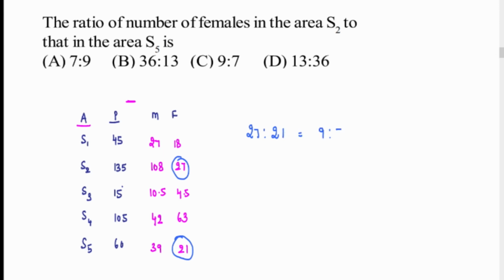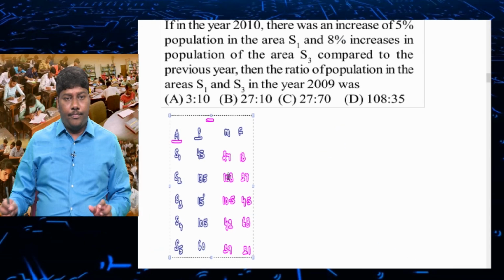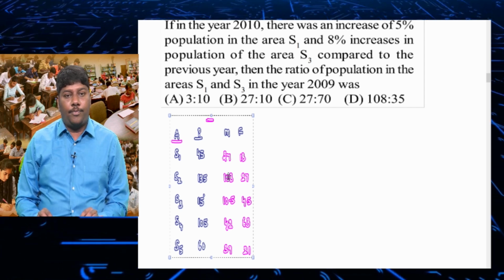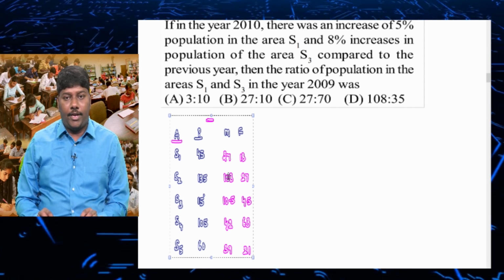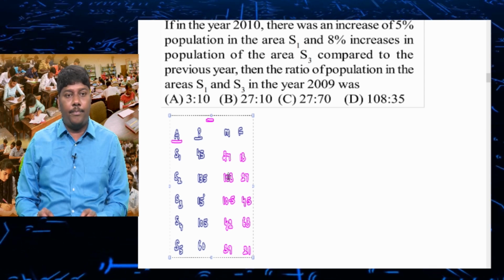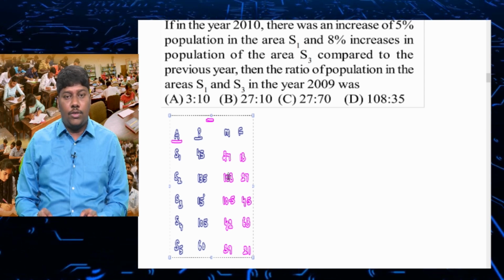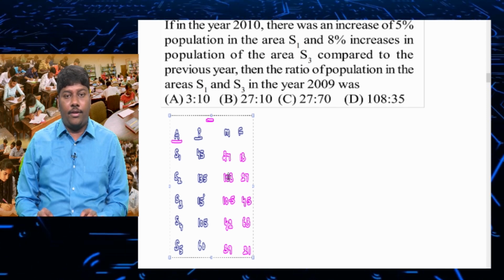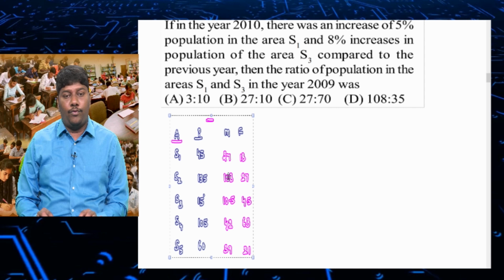3 9s are 27, 3 7s are 21. Option is C. It is 9 is to 7. If in the year 2010 there was an increase of 5% population in the area S1 and 8% increase in the population of the area S3 compared to the previous year, then the ratio of population of areas S1 and S3 in the year 2009 was.